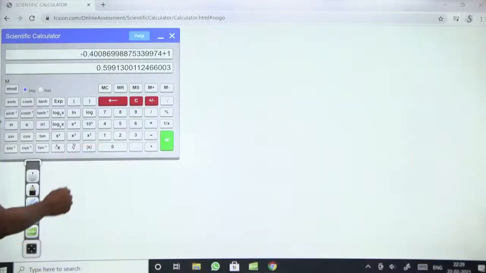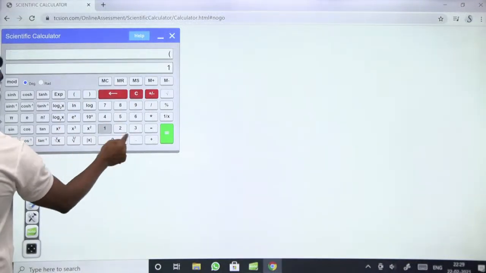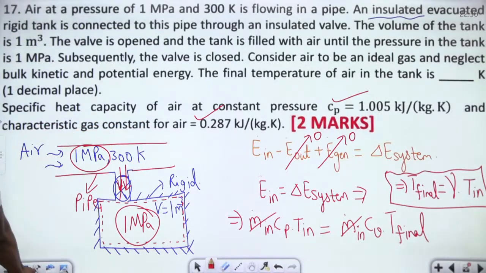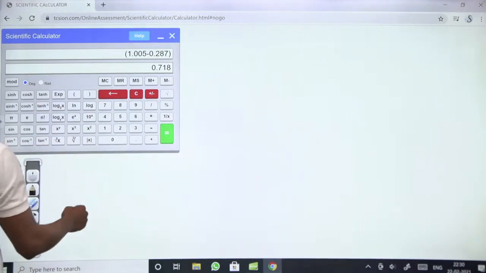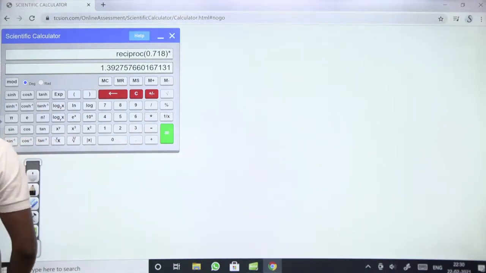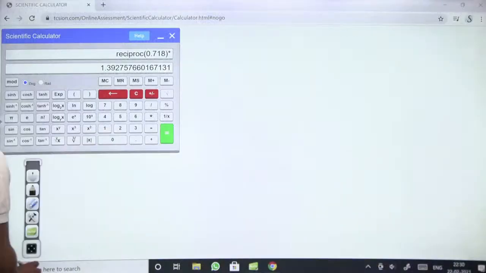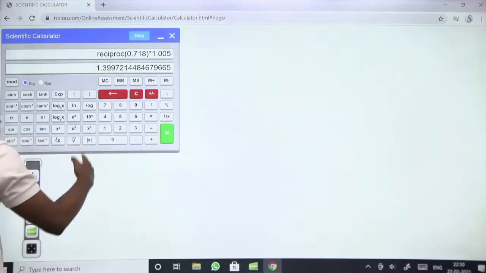So let us calculate Cv. Let us clear the memory. So 1.005 is Cp minus the characteristic gas constant, which is 0.287. So this is the value of your Cv, correct? If this is your Cv, then 1 by Cv into Cp we can calculate: 1.005 into 1.005. So this is the value.